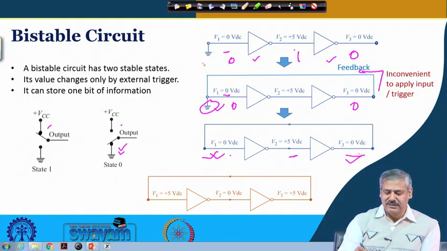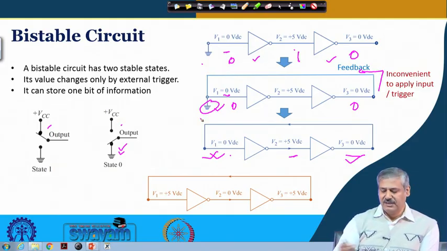Now, instead of this ground, if you had started with a 5 volt here, then a feedback, okay, and then you remove that 5 volt, what would have been the output in this case? The output would have been stable 5 volt. Okay. So, this is what we can see a bistable circuit in the context of digital logic representation, right.